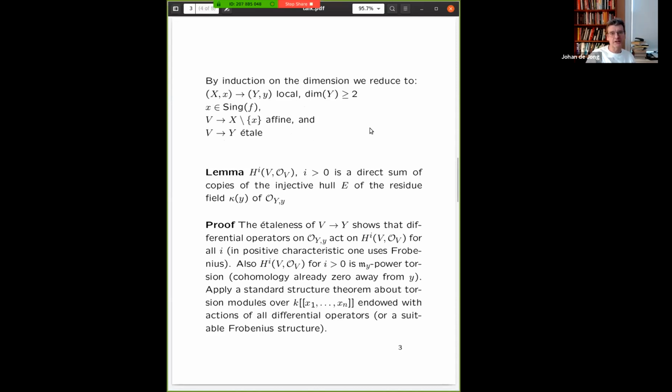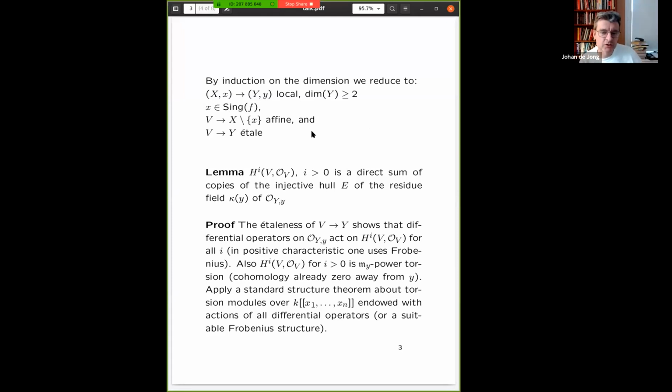And our goal is to show that in this local case, V is an affine scheme, right? Because we want V to X to be affine, and X is already affine in the local case, so we want to prove that V is affine. Okay. And the proof will have three steps. We're going to look at the cohomology modules of V. We're going to prove a structure theorem about them. Then we're going to use this to show that if we have some vanishing, we get affineness, and then we're going to see why the vanishing is true.